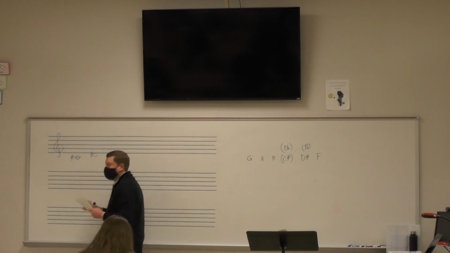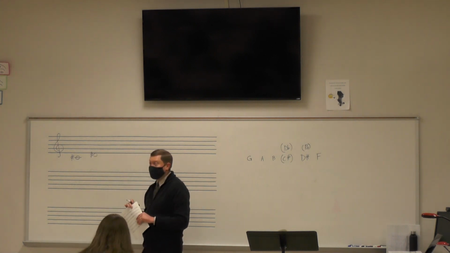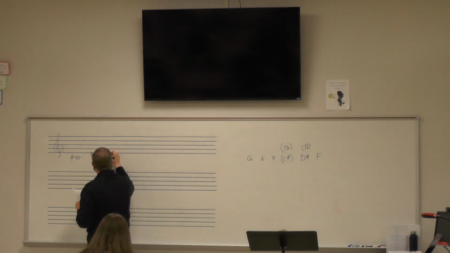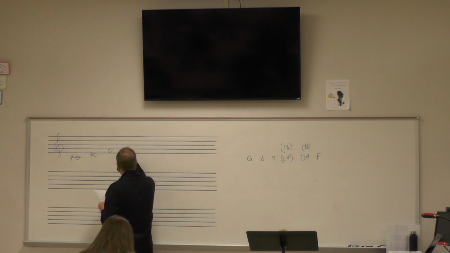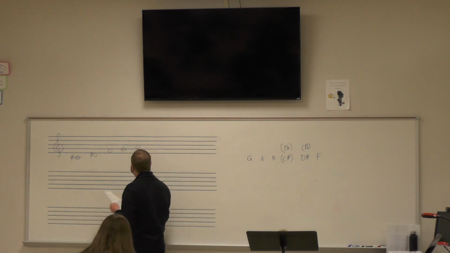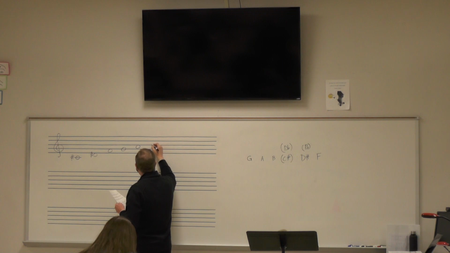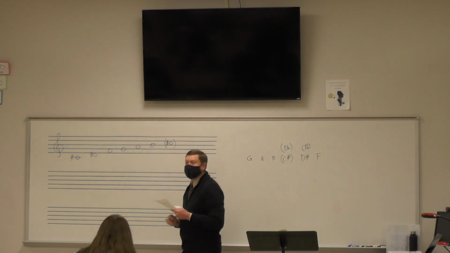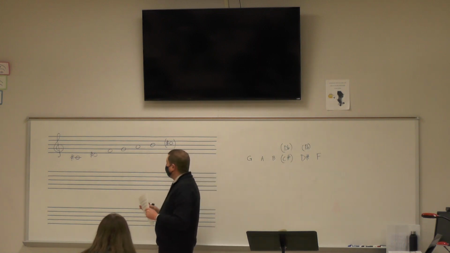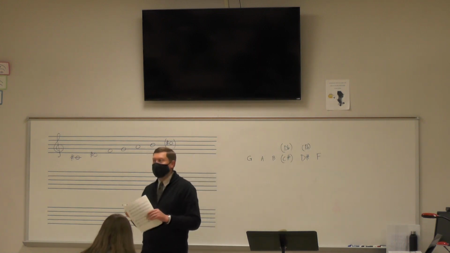A whole step above D sharp is E sharp, but can we spell it a little simpler? Yeah, let's do it as F. A whole step above F is G. A whole step above G is A. And a whole step above A is B. And one more whole step will get us back to the starting point. So yeah, there's a whole tone scale on C sharp.